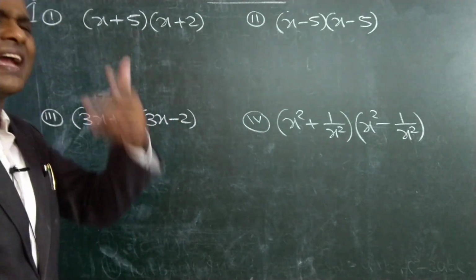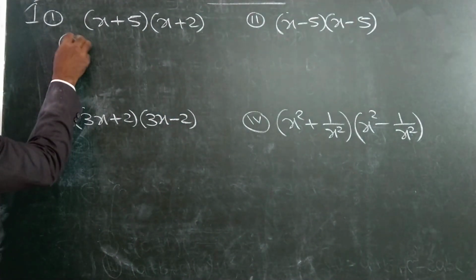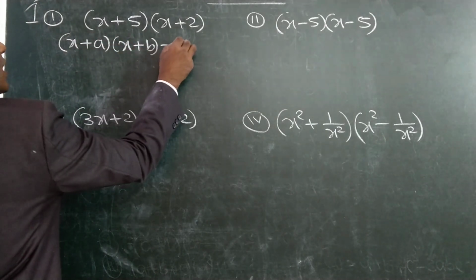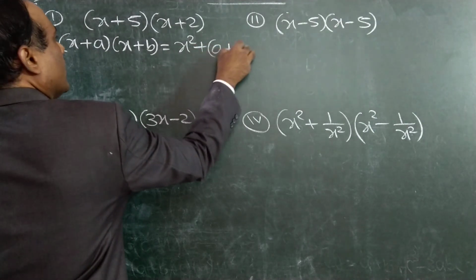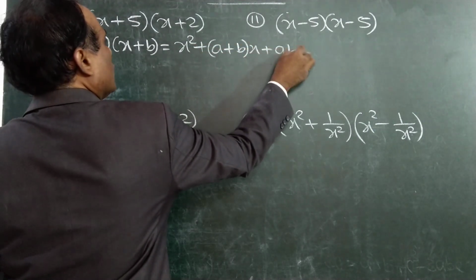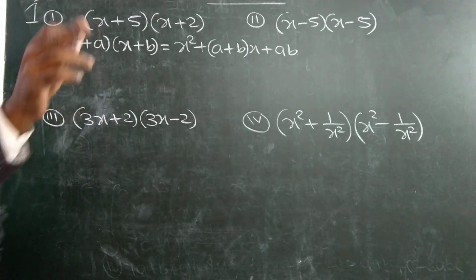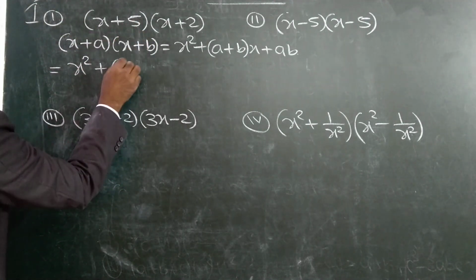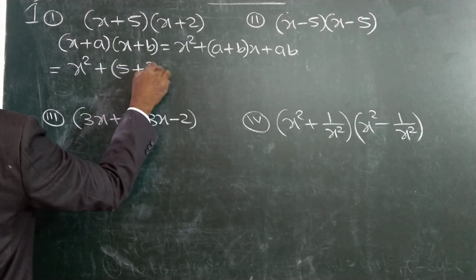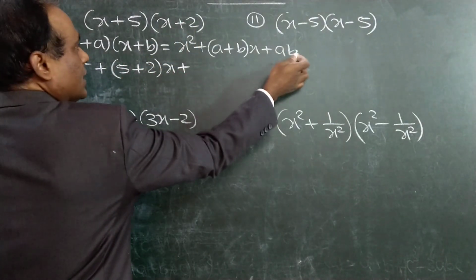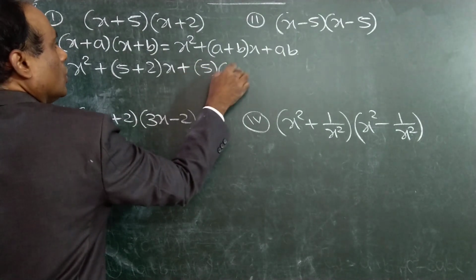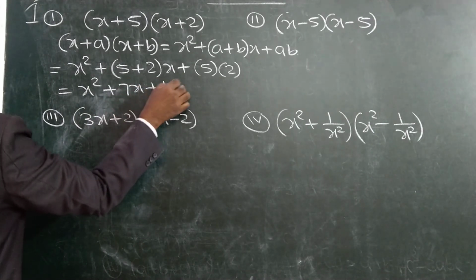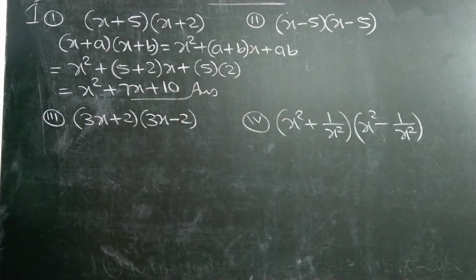For this, the first identity, see here, (x plus a) into (x plus b), what is the formula? x square plus (a plus b) into x plus a into b. This is the first formula we have written. x square plus (a is 5, plus b is 2) into x plus a into b, 5 into 2. So the answer is x square plus 7x plus 10. Over. Write down.